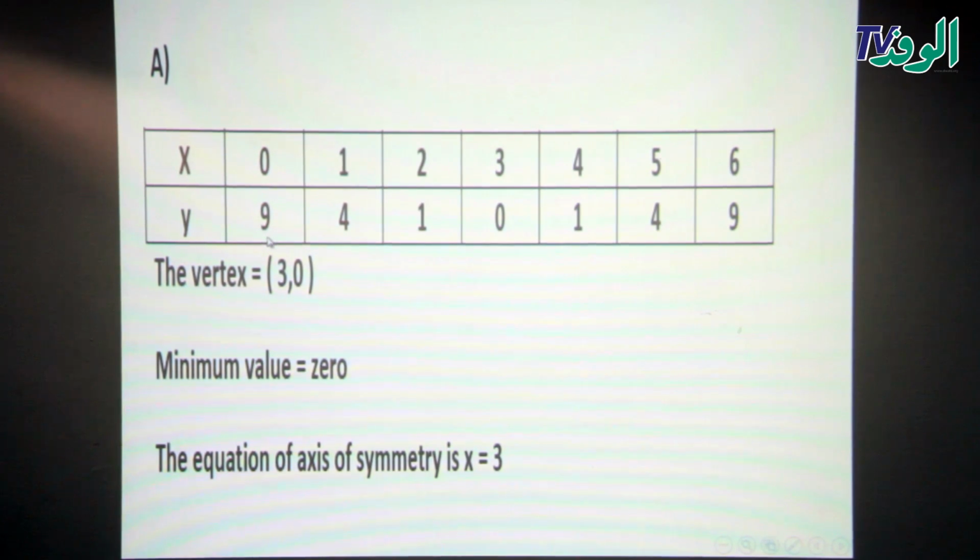We find that y is 9, 4, 1, 0, 1, 4, 9. Plot the 6 points, or the 7 points actually, then join them. The curve looks like the letter U. Its vertex is (3, 0). Since it has the shape of the letter U, it has a minimum value which is 0. And the equation of the axis of symmetry was not asked in the question, but I wanted to add it just in case it comes up. The equation of the axis of symmetry will be x equals 3. Okay? Alright. Number B.